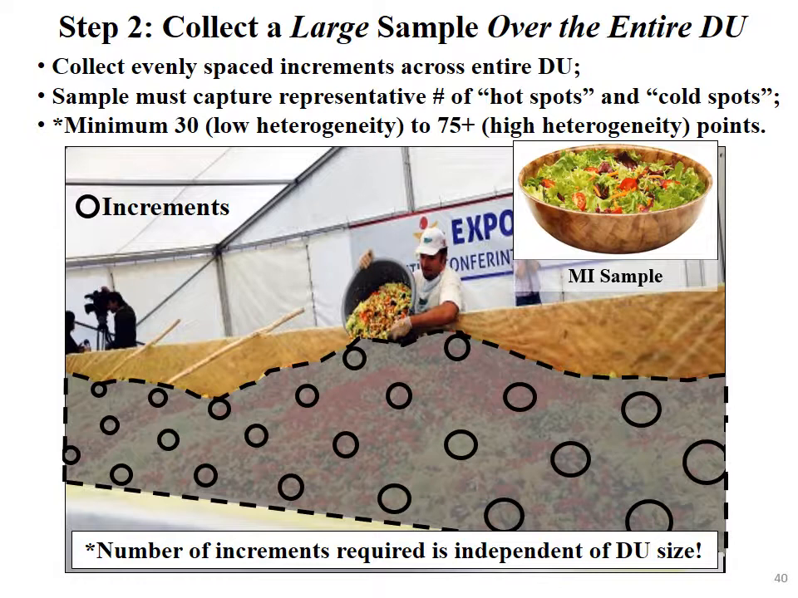Now, as your DU size increases, you're going to have less and less certainty about heterogeneity within your DU. So typically, you'll gradually increase the number of increments as your DUs get larger. Once they start getting over an acre or several acres in size, most consultants in Hawaii are collecting 100 increment samples. While you're out there, just ensure that, as we'll talk about in a minute, your replicate data are reasonably close, so your data are reproducible.